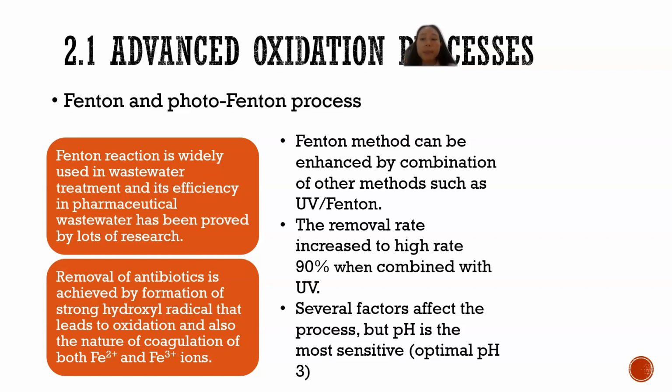The Fenton method can be enhanced by combination with other methods, such as UV Fenton, or the photo-Fenton process. With this combination, the removal rate can be increased up to 90%. Several factors are included to have an optimal photo-Fenton process, such as the initial antibiotic concentration, the contact time, and the reagents ratio, but pH is the most sensitive one, and the optimal pH level is 3.